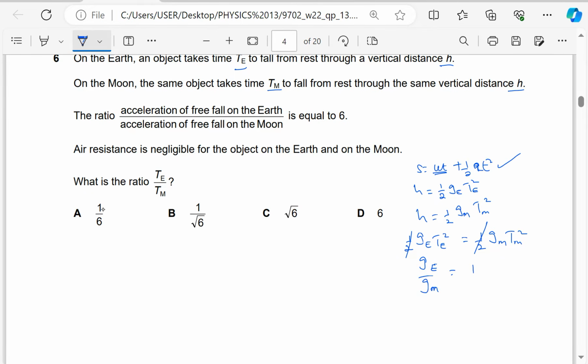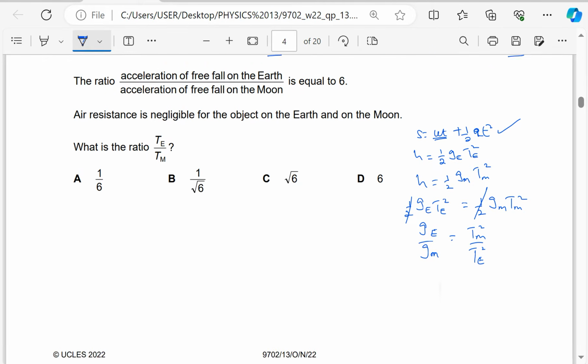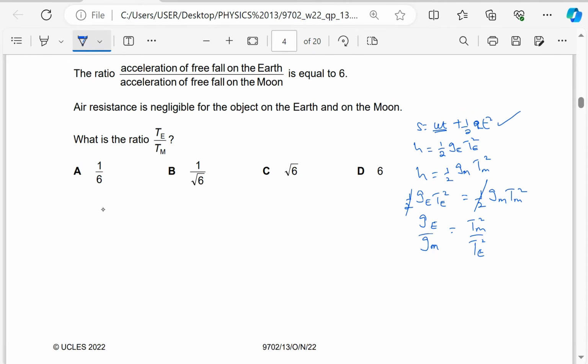So on the other side I will remain with T on the Moon squared divided by T on the Earth squared. But they said acceleration of free fall on the Earth over acceleration of free fall on the Moon is 6. So on the left hand side, I'll put there a 6. So it means T on the Moon over T on the Earth, but this is squared, is going to be equal to 6.